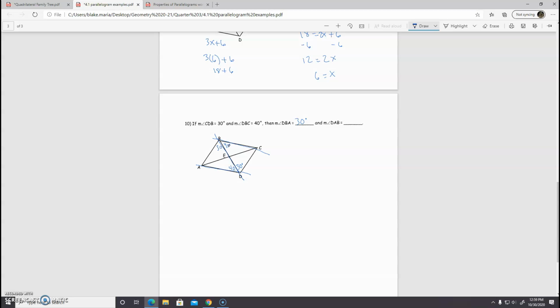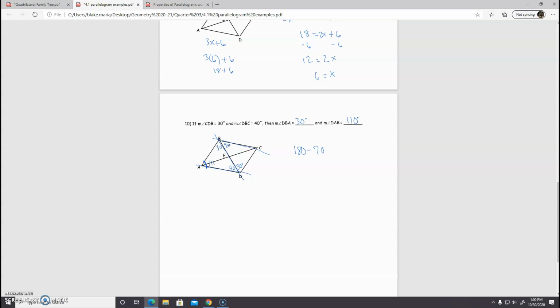And then they also wanted DAB. They want this whole angle. So I know this is 70, and these are consecutive. They should add up to 180. So 180 minus 70 leaves me with 110 degrees. So we know this angle is 110. We know this angle is 110.